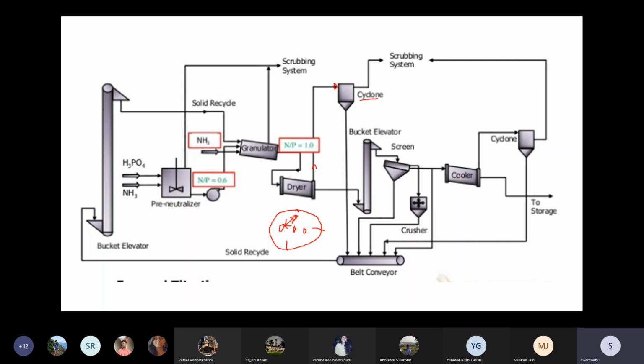Now here, even though we have coarse particles, multiple sizes of particles will be there. Some of them could be very big, some of them could be small, and some of them could be the required size. So three types of solids will be coming out from the dryer: coarse size, the required size, and the smaller size.